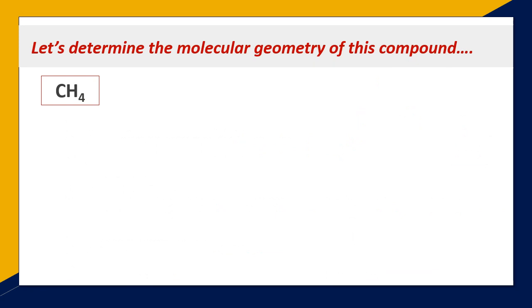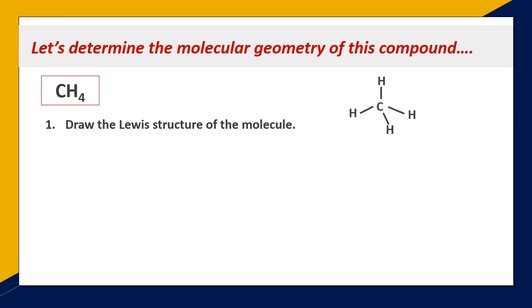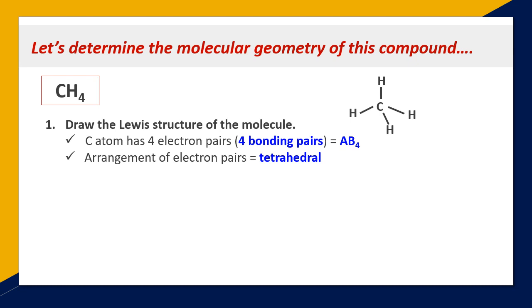The third example is methane. First, draw the Lewis structure of the molecule. From the Lewis structure, we can identify that the carbon atom is surrounded by 4 electron pairs, whereas all the 4 electron pairs are bonding pairs. All the 4 bonding pairs are arranged in tetrahedral.